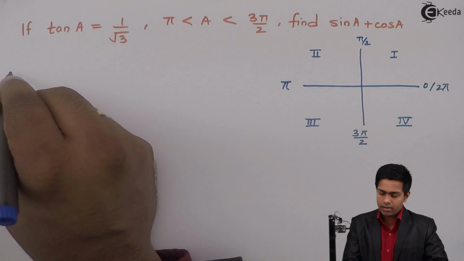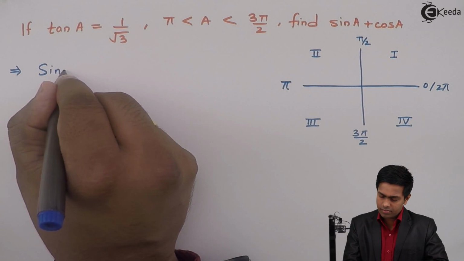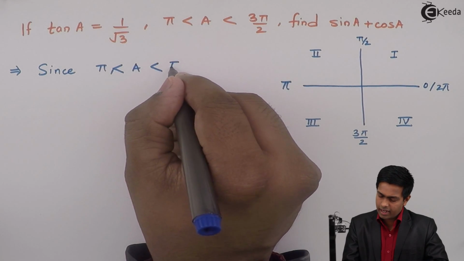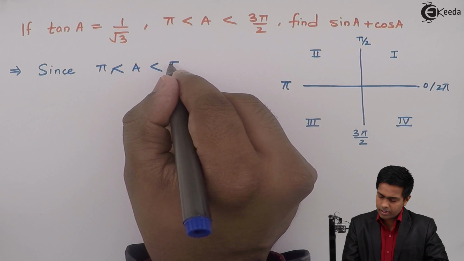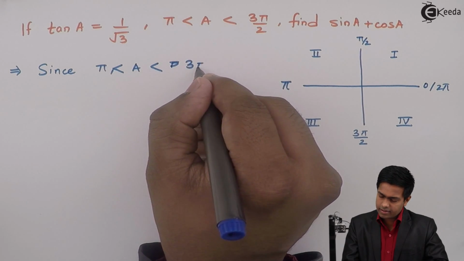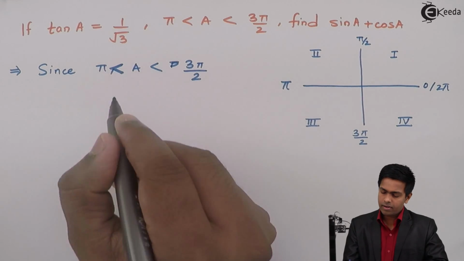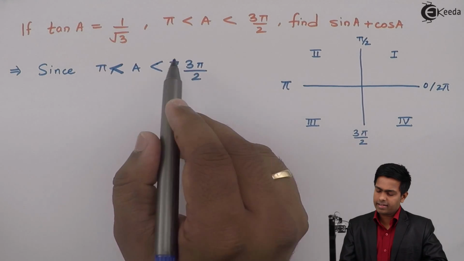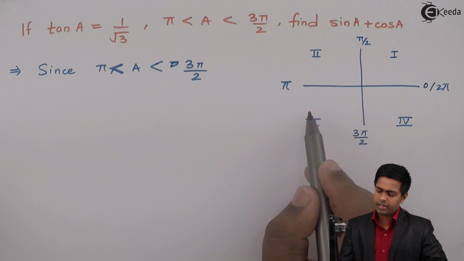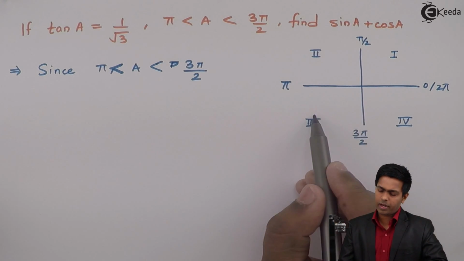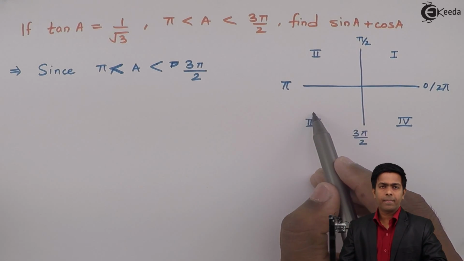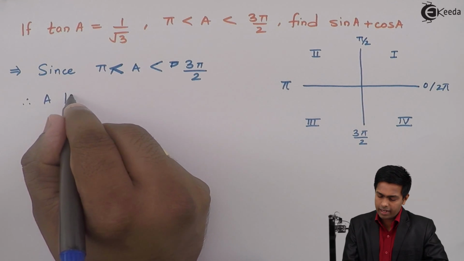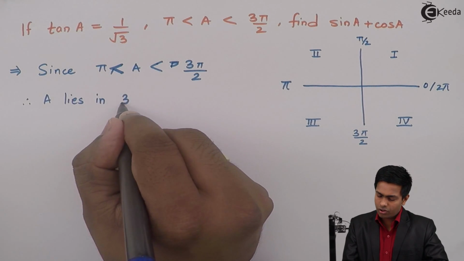Now here, since this angle A is greater than pi and less than 3 pi by 2, it means this angle lies in the third quadrant, because here the angle is less than 3 pi by 2 and greater than pi. So here I will say, therefore A lies in third quadrant.